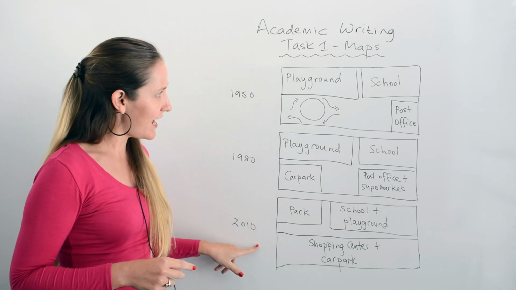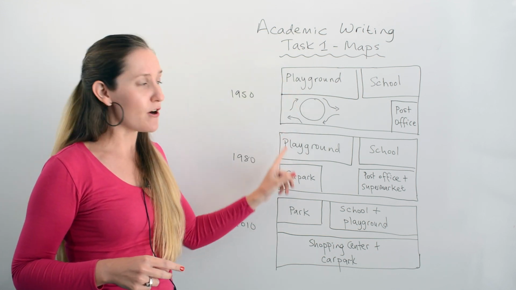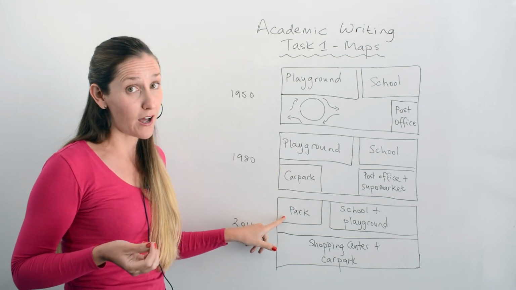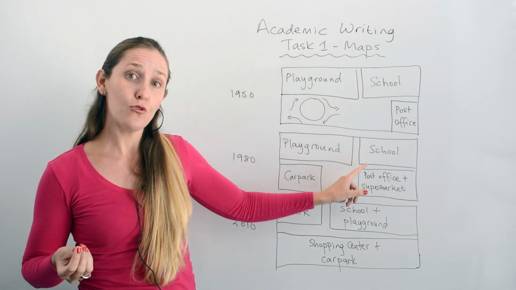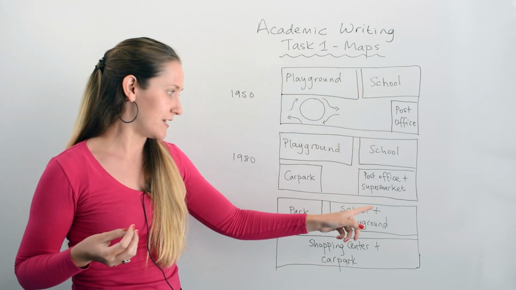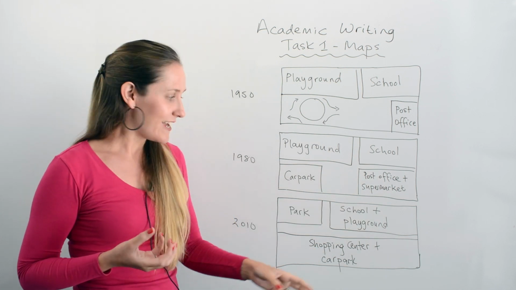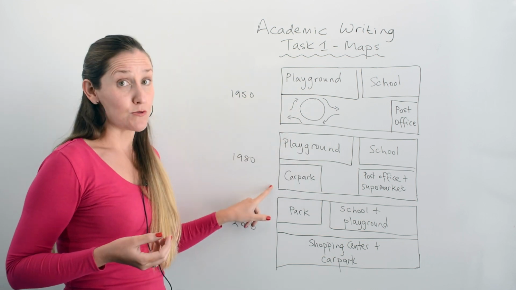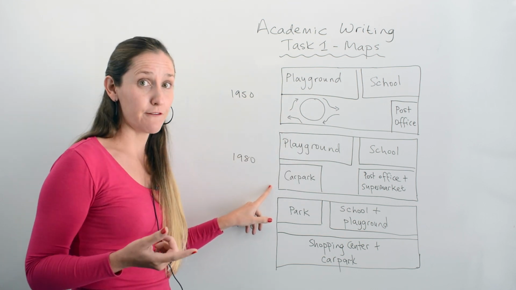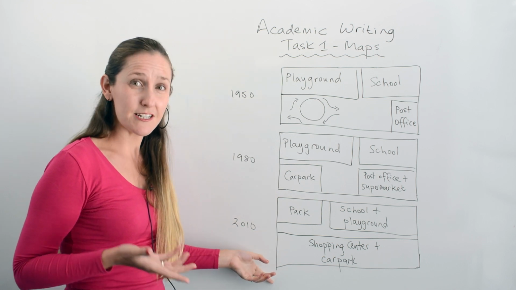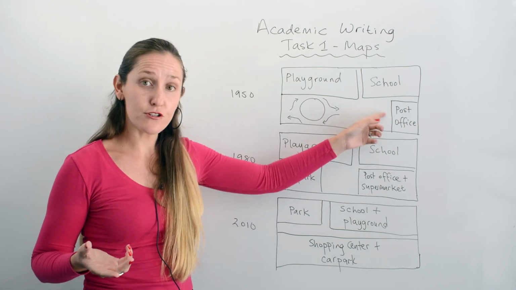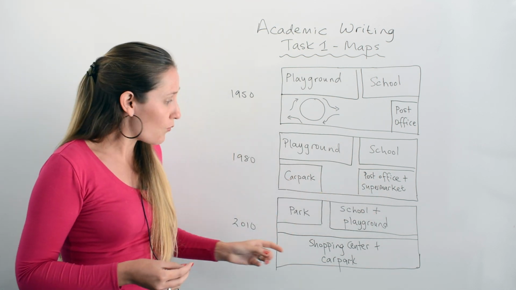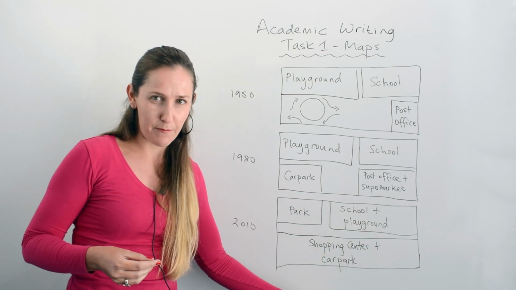Now in 2010, the playground, which was the same over the first 30-year period, has actually been changed and is now a smaller park. The school, which was unchanged in the first 30 years, has now actually been extended and also includes a playground. The roundabout, which was changed into a car park after the first 30 years, no longer exists on its own, and nor does the post office or the supermarket, because they have all been combined into one big shopping centre and car park.